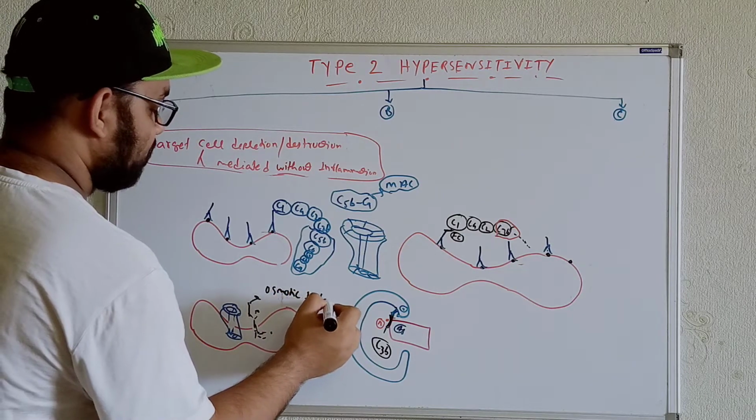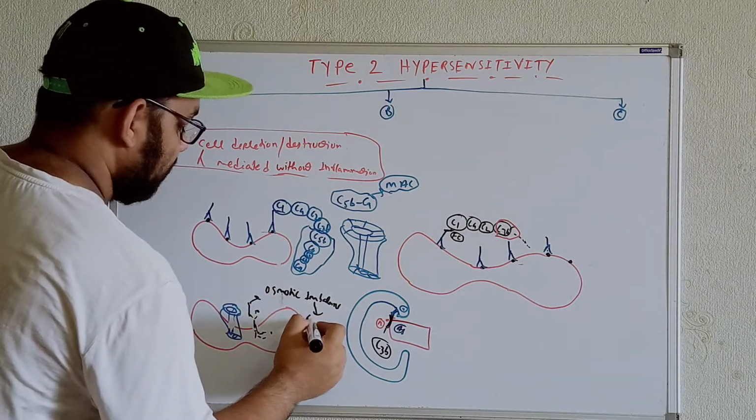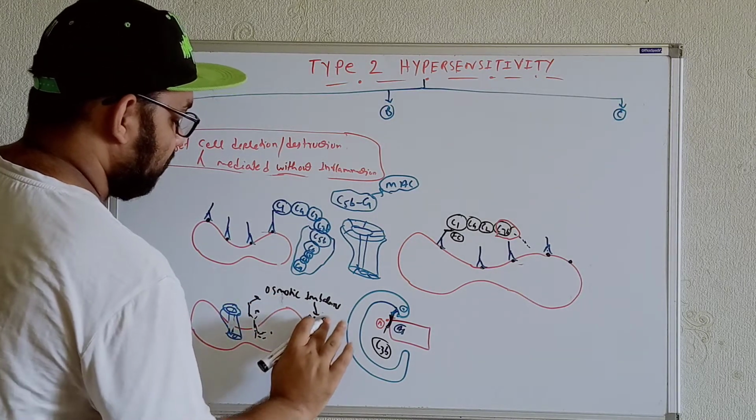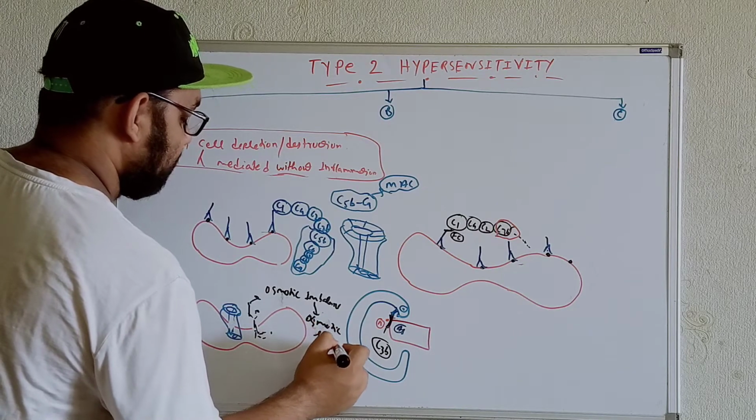Whenever we are getting the osmotic imbalance, the cell will die from the osmotic shock. We get the osmotic shock. As a result, the cell will die over here.